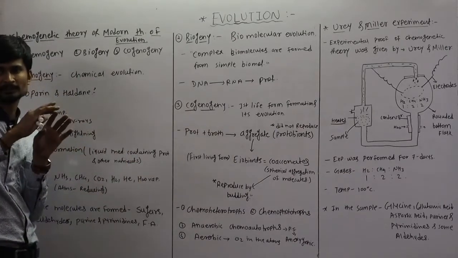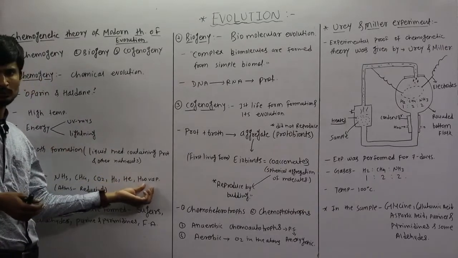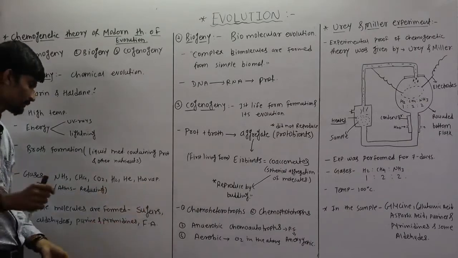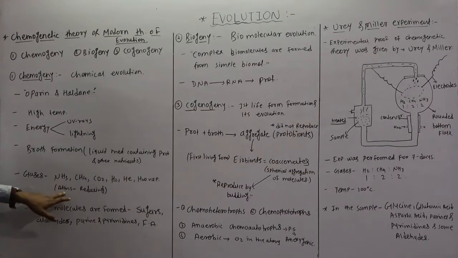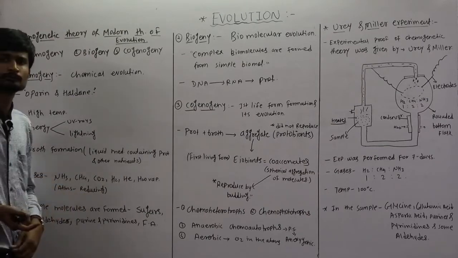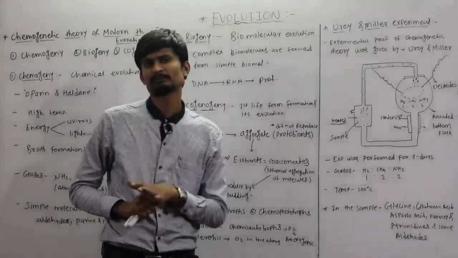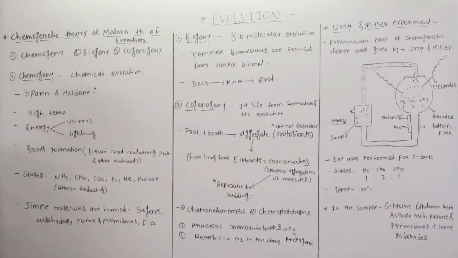As the temperature decreases, the vapors cool down and water is present in the liquid form, but initially it is present in the form of vapors. And the atmosphere is the reducing type, because you know that initially no molecular oxygen is present, that is why the atmosphere is a reducing type.